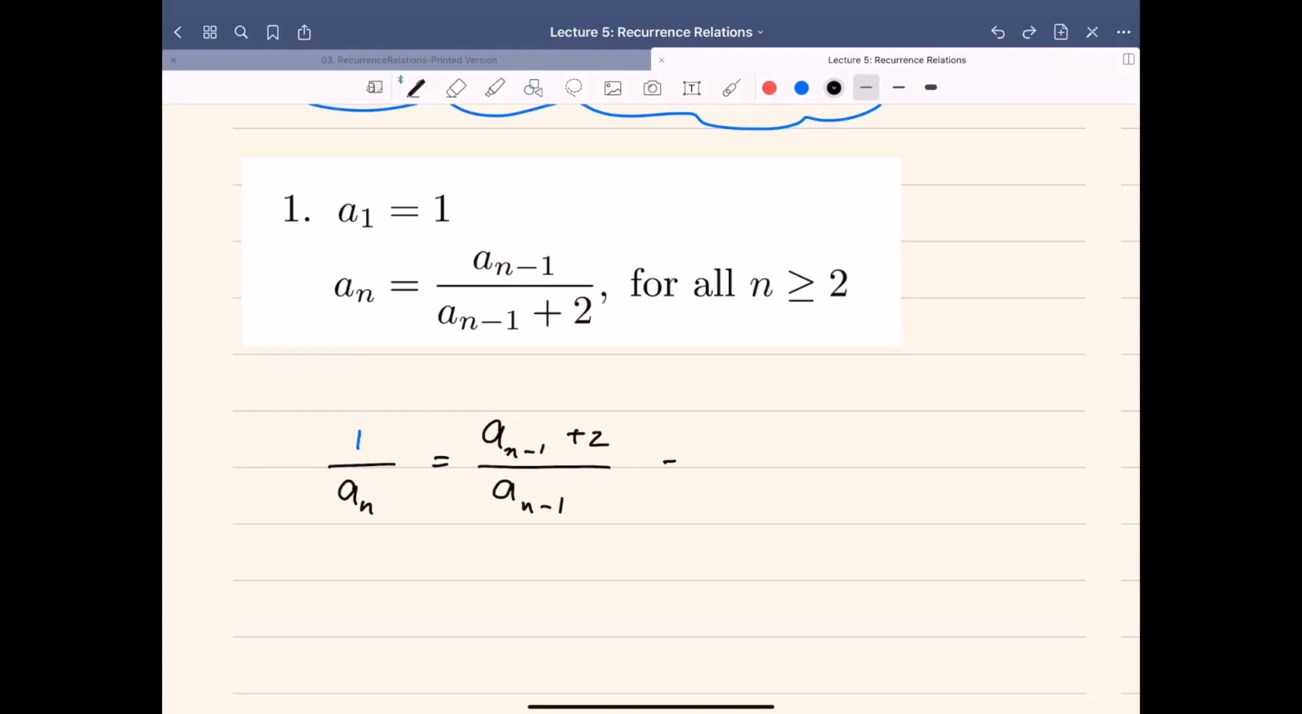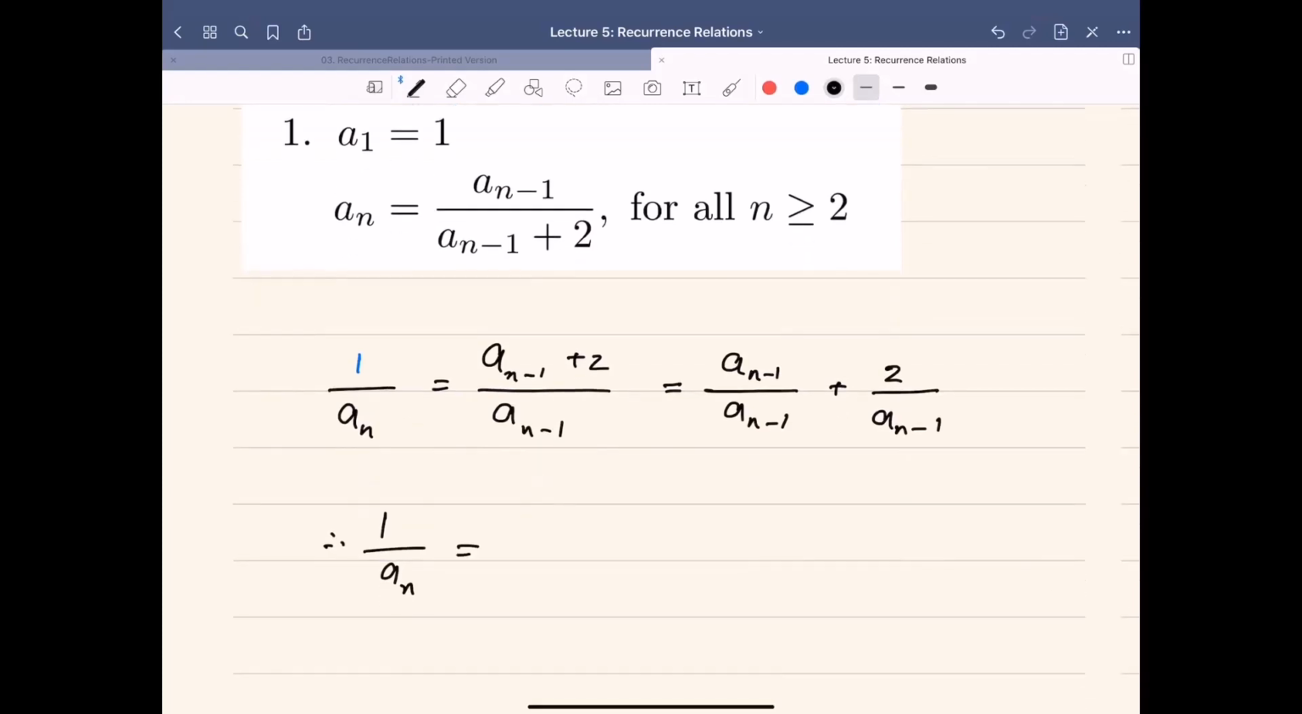Next, since we have a plus in the numerator, we will have an minus 1 over an minus 1 plus 2 over an minus 1. So we have 1 over an is equal to 1 plus 2 over an minus 1. So if you look at the terms of a, both an and an minus 1 are part of a rational number in the denominator.